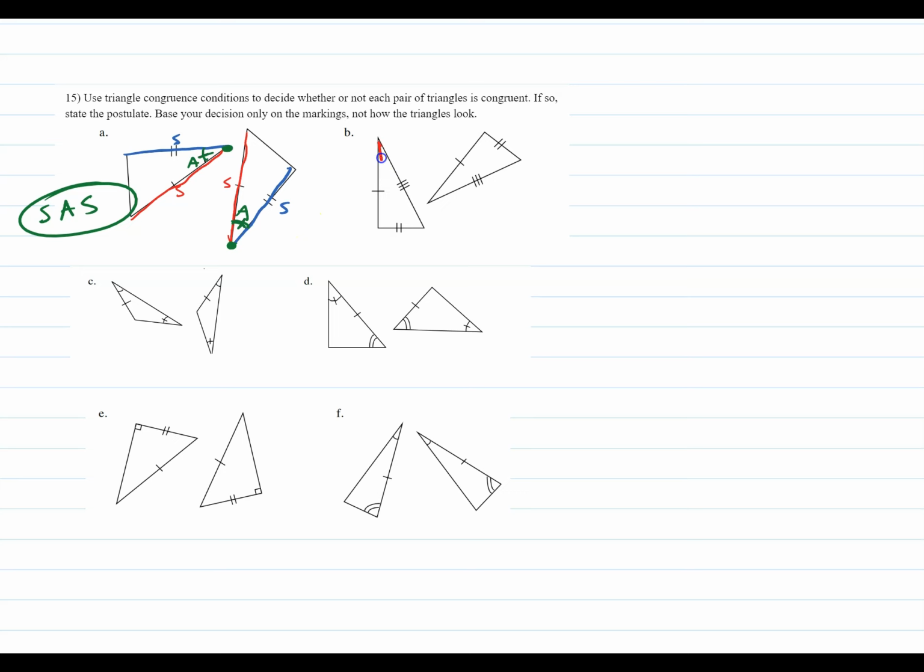Part B. I can see that these two sides are corresponding, 2 tick marks. And I can see that these two sides are also corresponding for the 3 tick marks. So that's an S, and another S. SSS congruence. All 3 sides are the same, so the triangles are congruent by SSS. Part C.